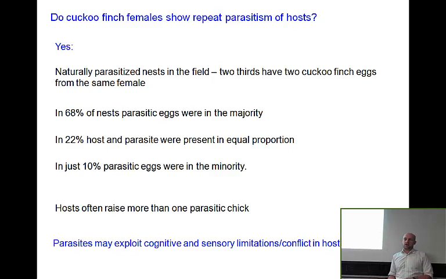And actually these two parasitic chicks can do pretty well together. It's very common for hosts to rear both of these chicks to fledging, and they both do pretty well as far as we can tell. So this is a potentially really clever way that the parasite is combining both egg mimicry and repeated targeting of hosts to get around these defences that the hosts have got.